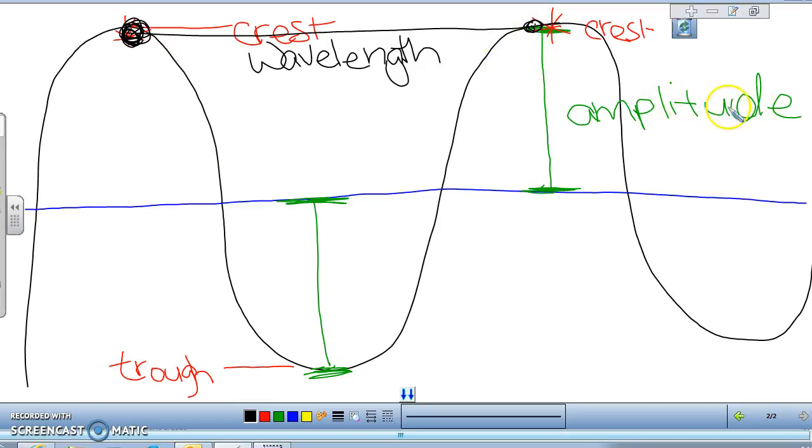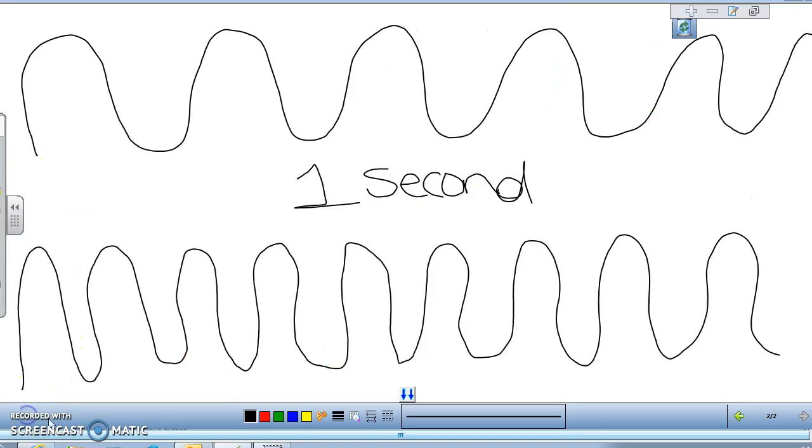The next part, let me go ahead and clear my table for you. Okay, so moving on to number four. It says the blank is a measure of the number of waves that pass a point in a given amount of time. So the correct word that goes there is frequency. And I'll go ahead and spell that for you here. And then I'm going to show you what that means.